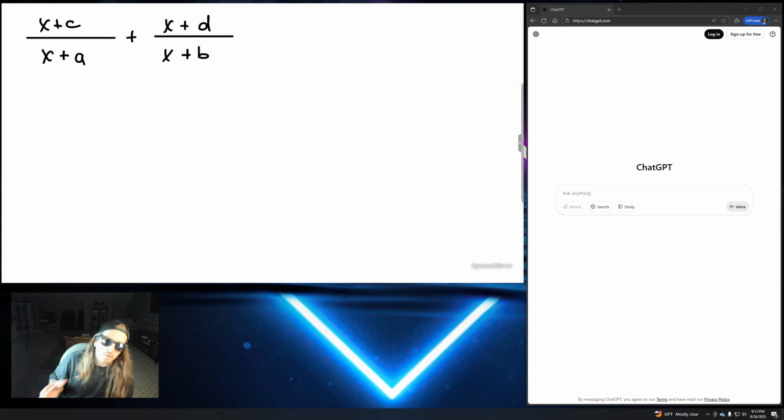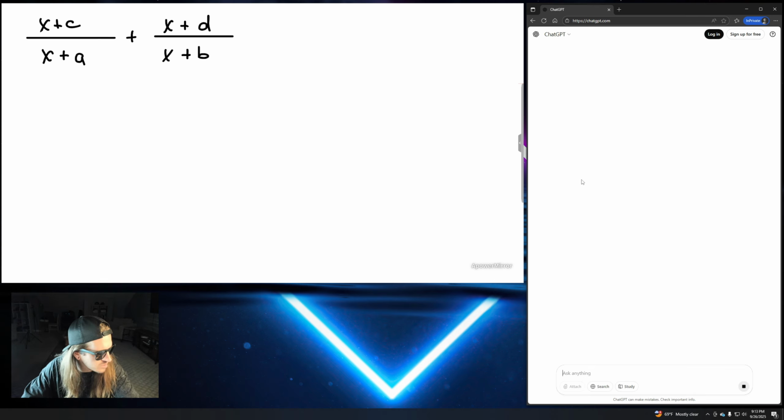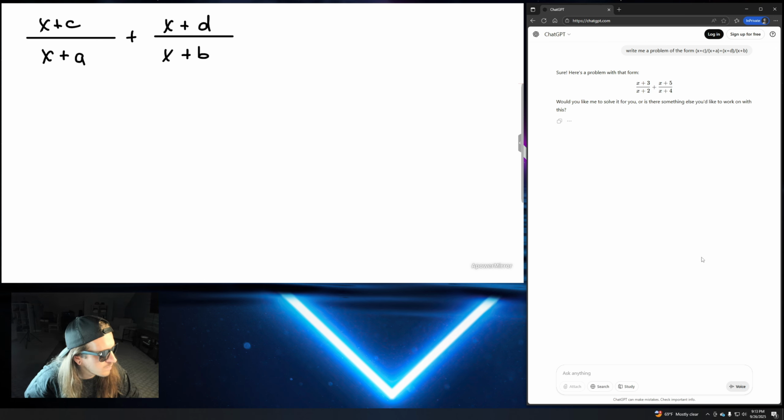I want to write a problem of the form x plus c over x plus a plus x plus d over x plus b. So this would be adding rational expressions. That's the type of problem this is. And so here's where I use ChatGPT. I like to use it to help me write problems. So I'll ask it to do just that for me, write me a problem of that form.